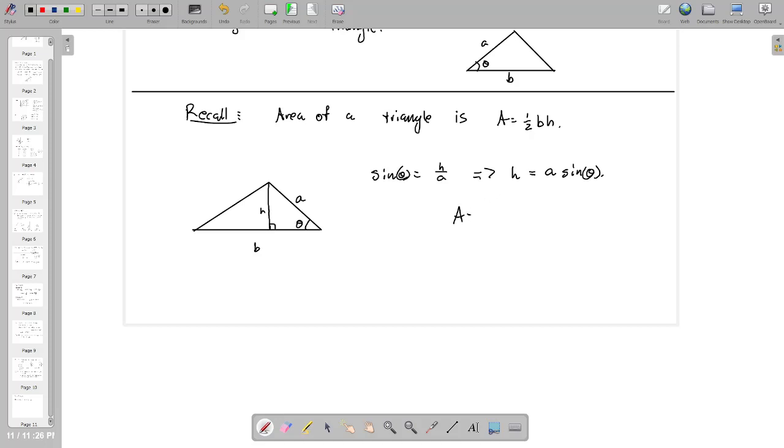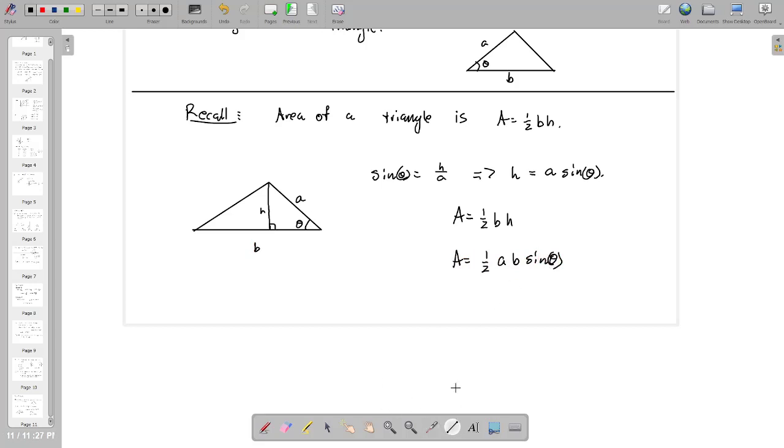So now area will equal 1/2 base times height, where our base is b, this entire leg of the triangle that we already know. And I know what h is. h is a sine theta. So area is going to be 1/2 times a times b times sine theta. So what I'm saying here is that if I know two legs of a triangle and I know the included angle, I can find the area of this triangle just by using this formula here.